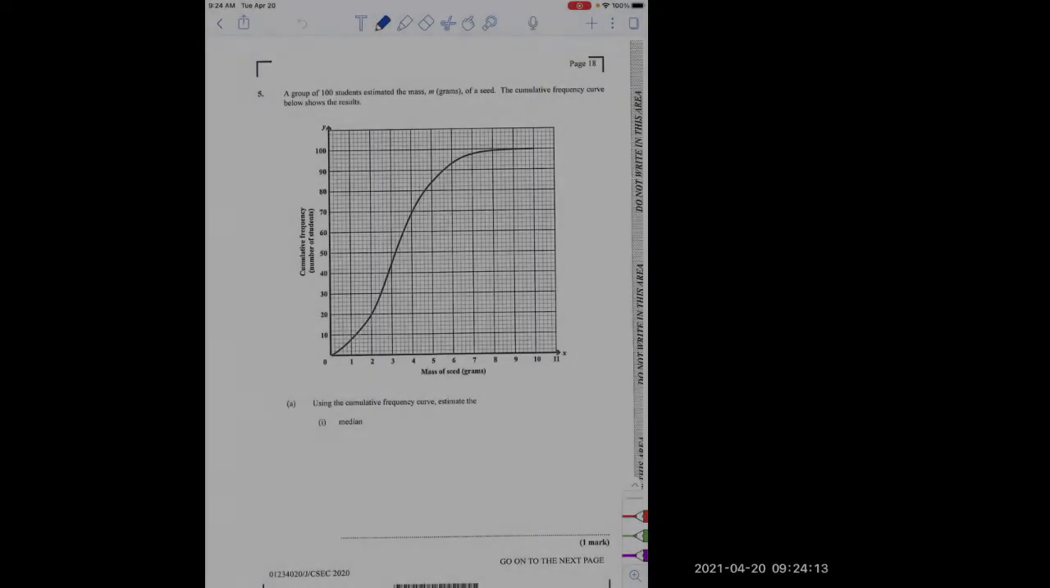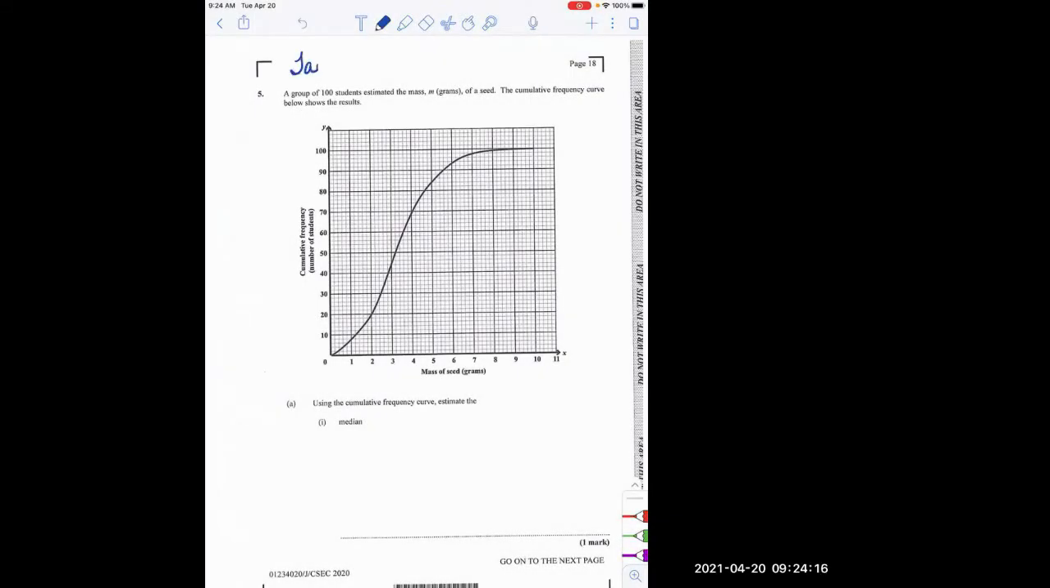Morning once more. The first question we are going to look at is January 2020. A group of 100 students estimated the mass in grams of a seed. The cumulative frequency below shows the results. Using the cumulative frequency curve, estimate the median.